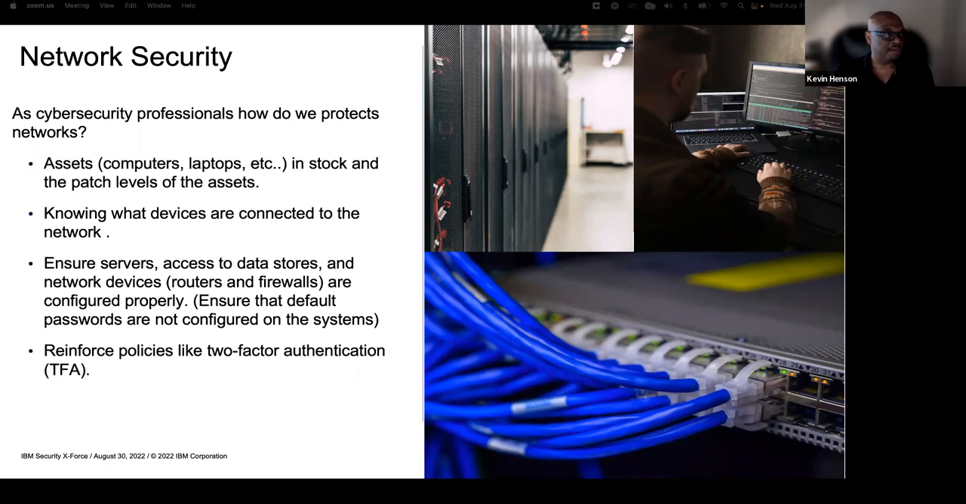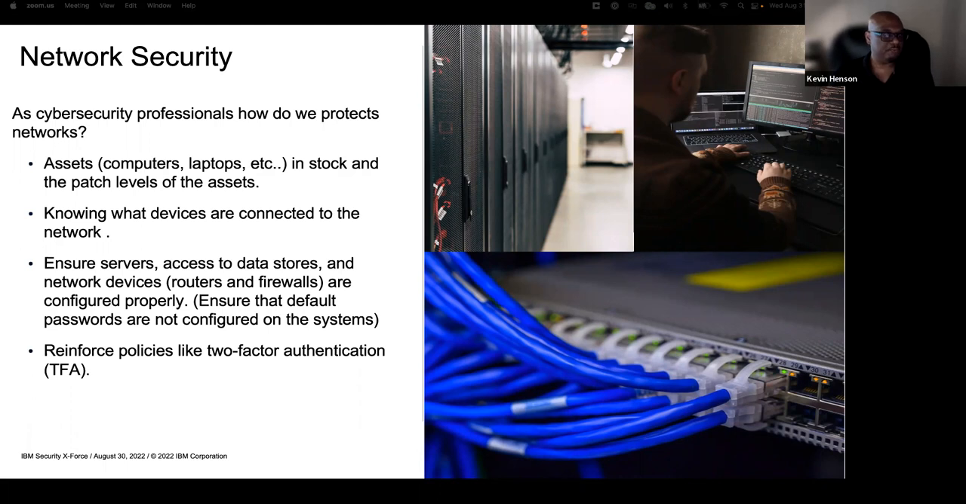And also, as a cybersecurity professional, you can help companies know what devices are connected to the network. Some companies are huge, and sometimes they may not know exactly what's plugged into their network. Another example is that we can help companies ensure that assets like servers and network devices are configured properly. In some cases, companies may install a device on the network, but instead of resetting the password, the default password might still be configured on the system. The system may have open ports. So when the threat actors scan the networks, those open ports will be found, and then the threat actors can attack systems through those open ports.